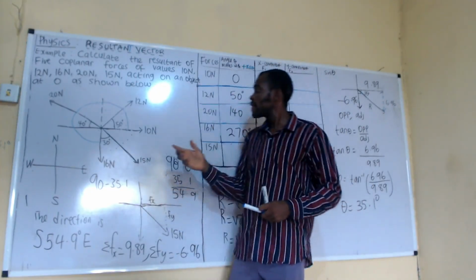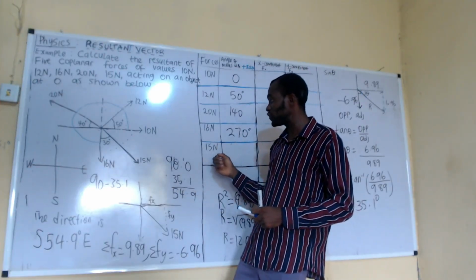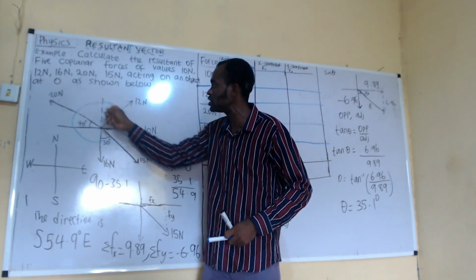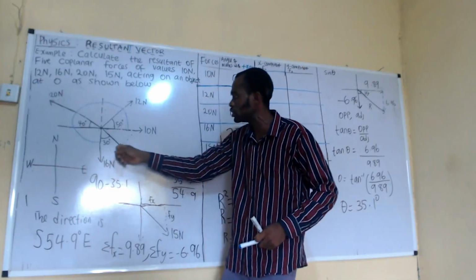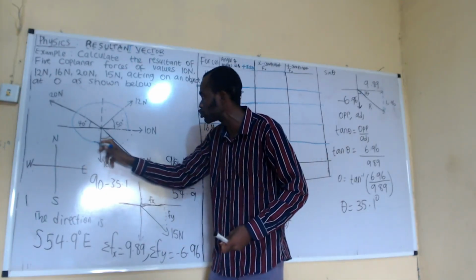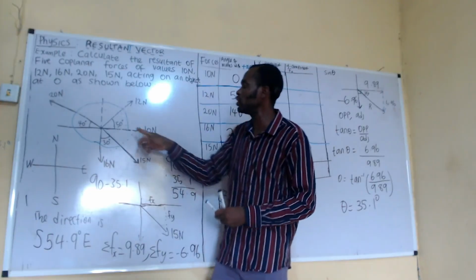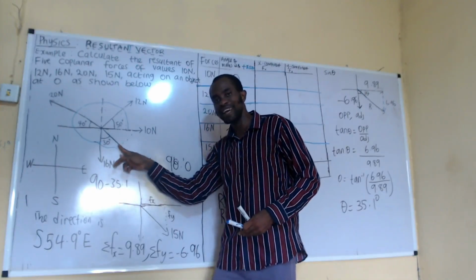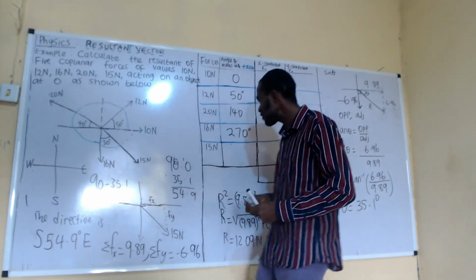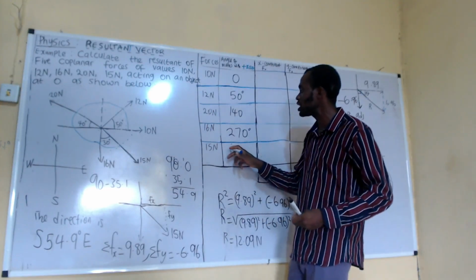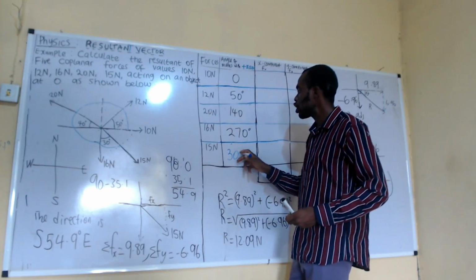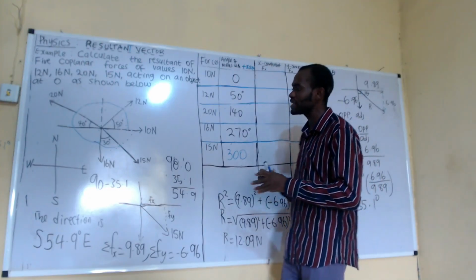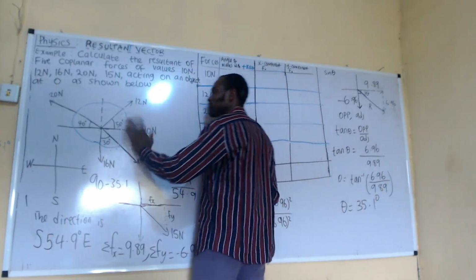Now go to the next force, which is 15 Newton. Then you move around your angle from here to the vector. So this whole angle from here to here. We already know that from here to here is 270. So you just add the extra 30, which will be 270 plus 30, which will give us 300.